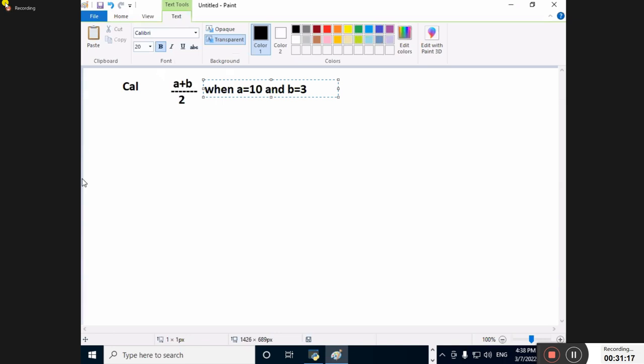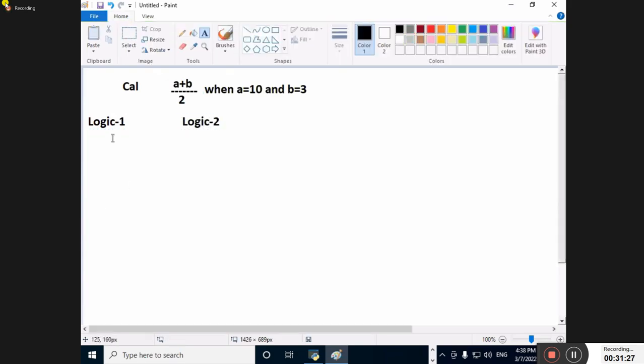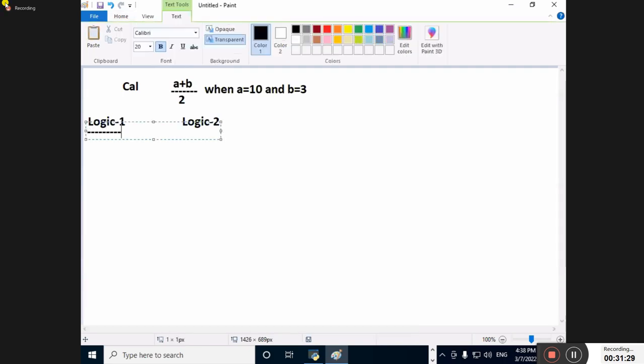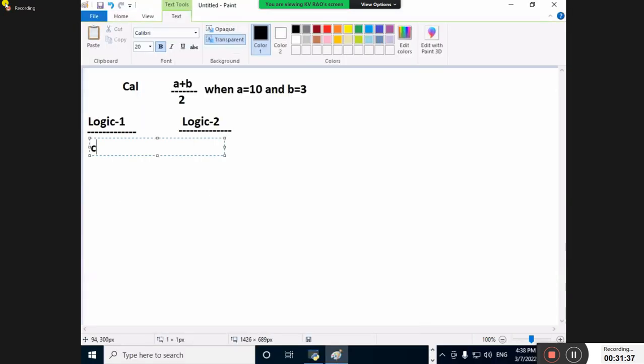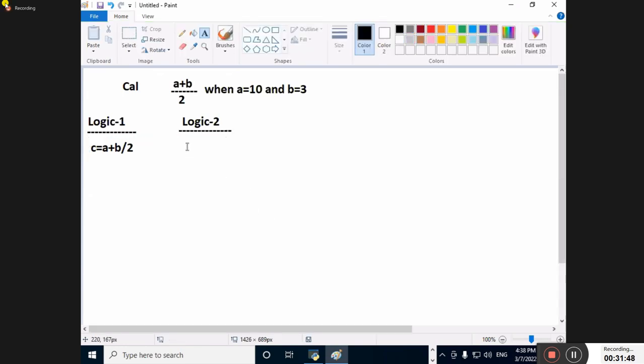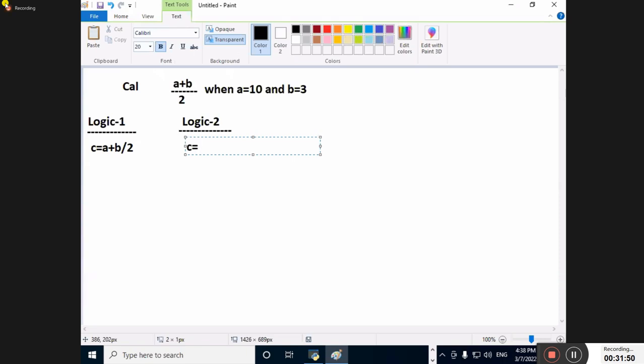Calculate. What did one student understand? See here, dear students. What did one student understand, and what did another student understand? I am writing here, logic number 1 and logic number 2. We are going to talk about it. What is one of the students doing? He writes C is equal to a plus b by 2. One student has written that, and another student will write C is equal to a plus b by 2.